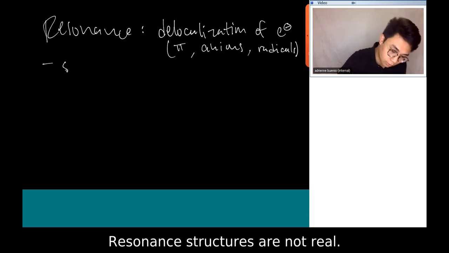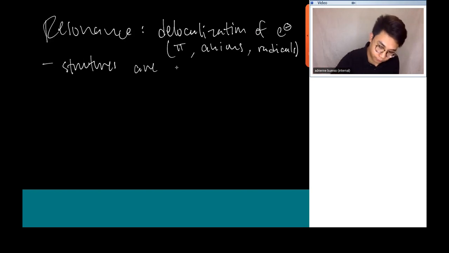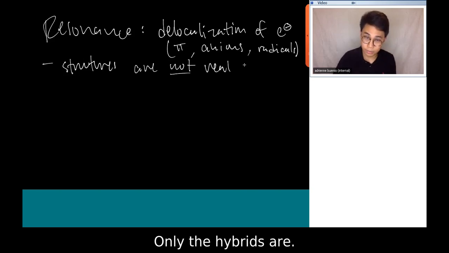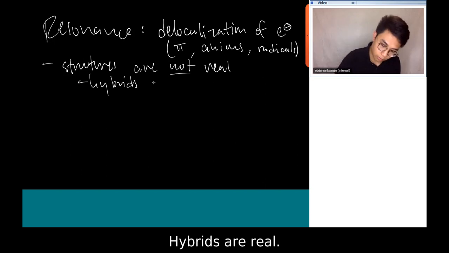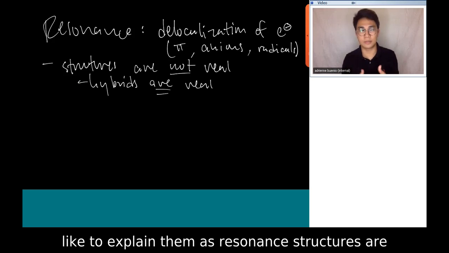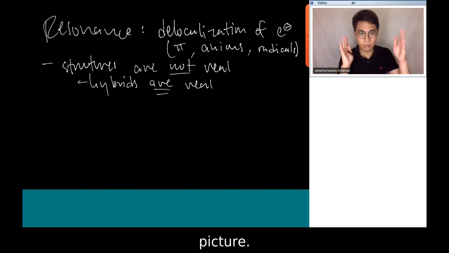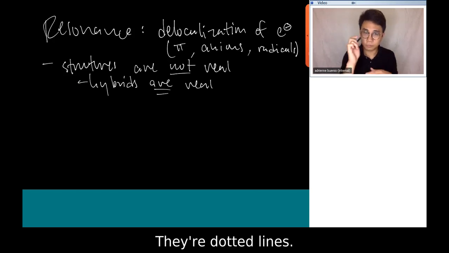resonance structures are not real. Only the hybrids are real, right? So I always like to explain resonance structures as snapshots, as pictures. You take a picture and you're frozen. Picture, picture, picture. Those are what resonance structures are. But hybrids, they're dotted lines, right?